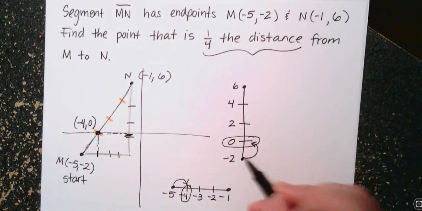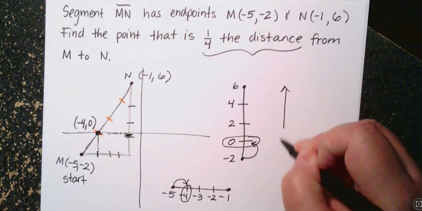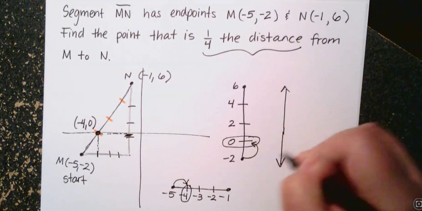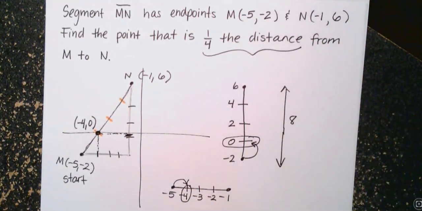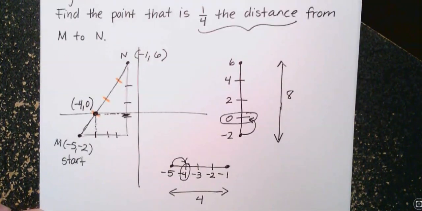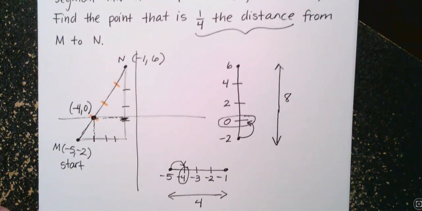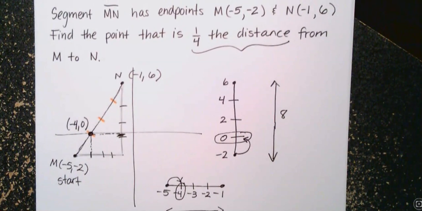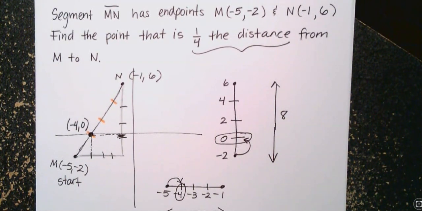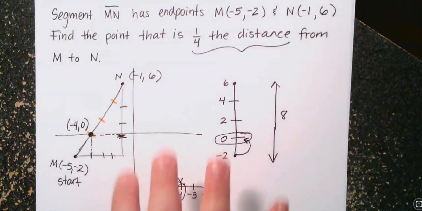So I had to know how far it was total from -2 to 6, and how far it was total from -5 to 1, because I wanted to go 1/4 of that total distance. Okay, that's one way they'll be asked. We're going to come back to that when we see the formula, because the formula really does exactly this.